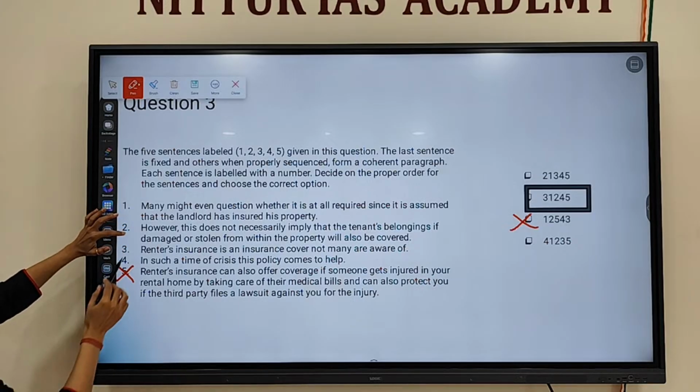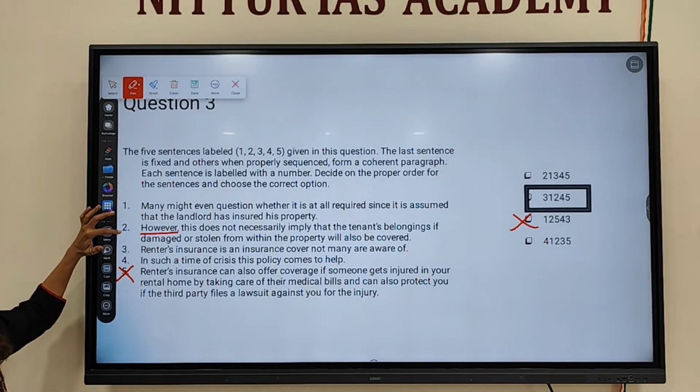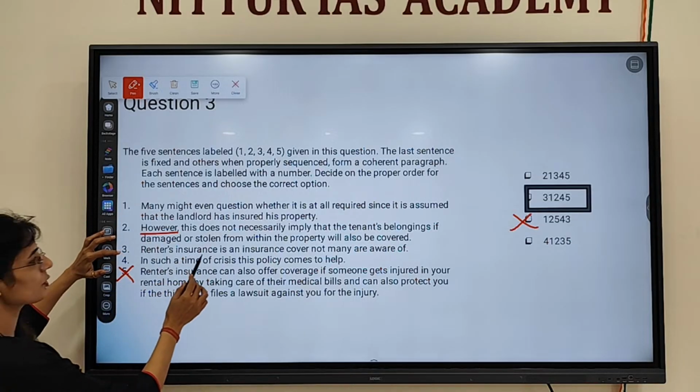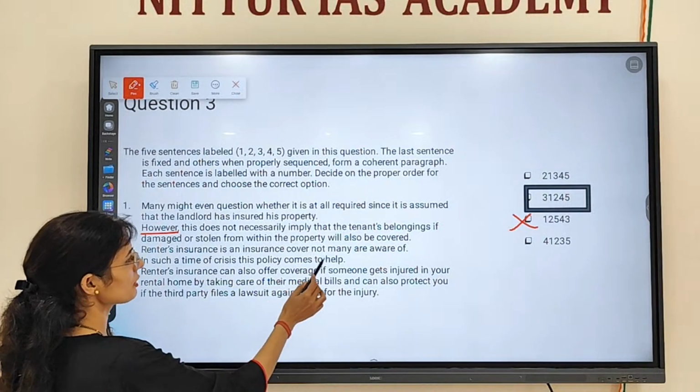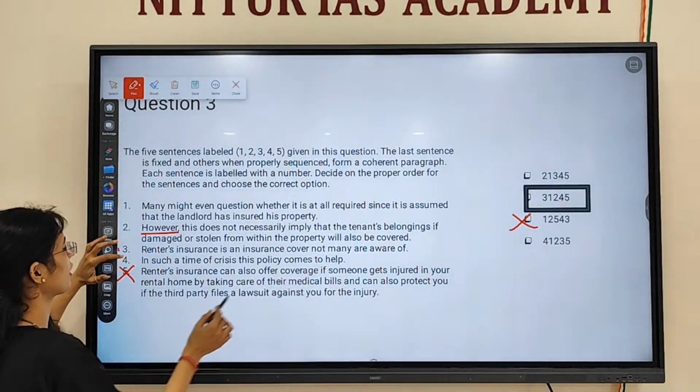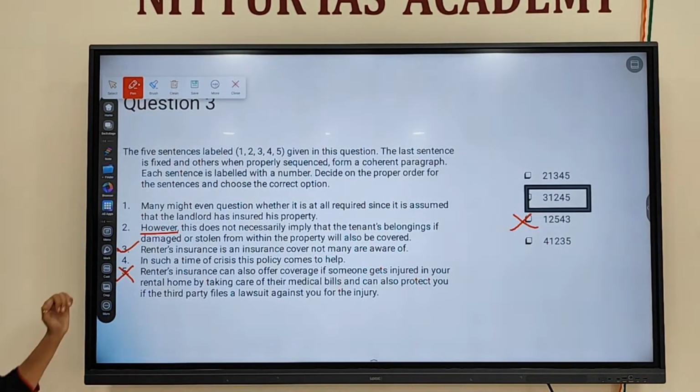If I read sentence 2, it starts with however. So this couldn't be a possible introduction. Let us go to 3 and 4. Renter's insurance is an insurance cover not many are aware of. In such a time of crisis, a policy comes to help. So renter's insurance could be the possible introductory statement.